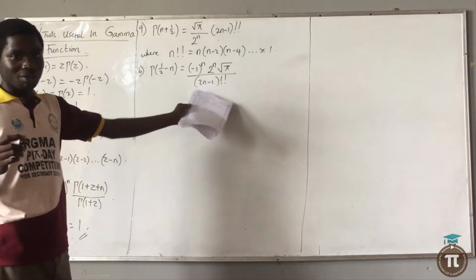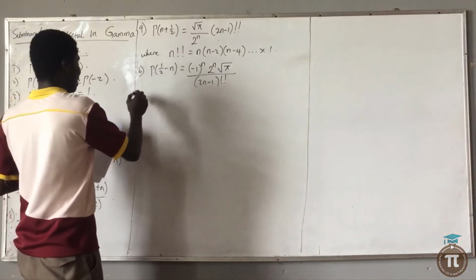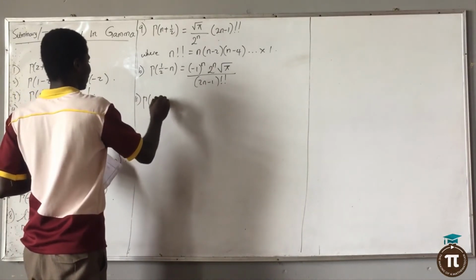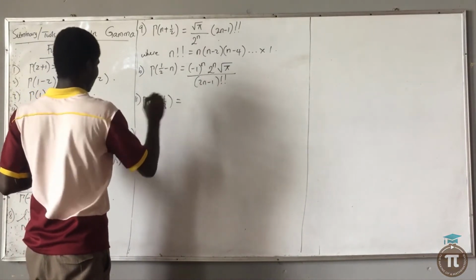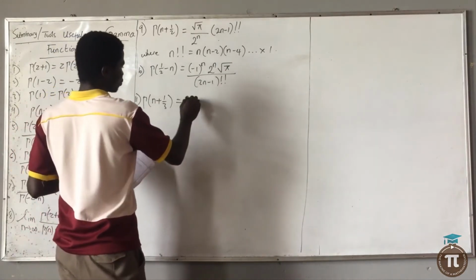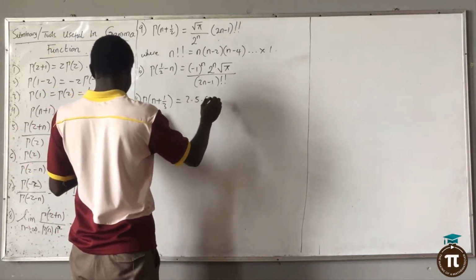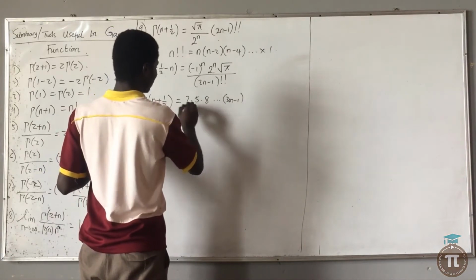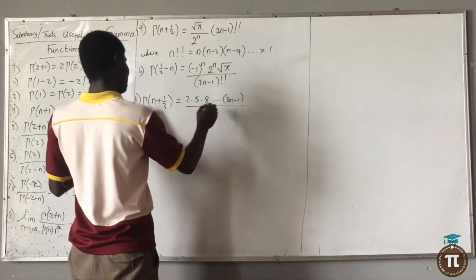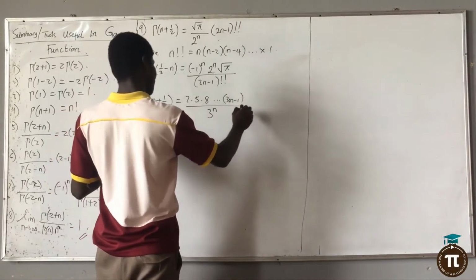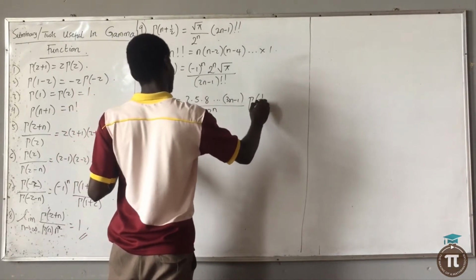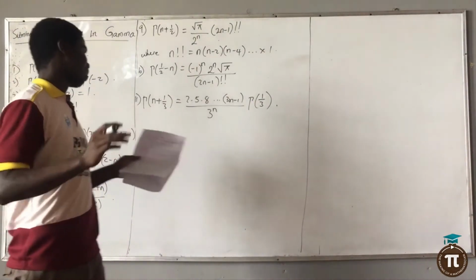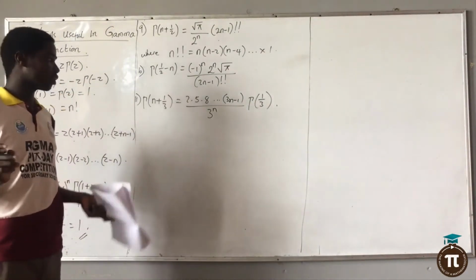So this is what we have. Now the next one, number 11: gamma of n plus 1 over 3 is equal to 2 multiplied by 5 multiplied by 8 and on like that, you get to 3n minus 1 over 3 raised to the power of n, gamma of 1 over 3. This is also another important tool that can be useful in gamma function.